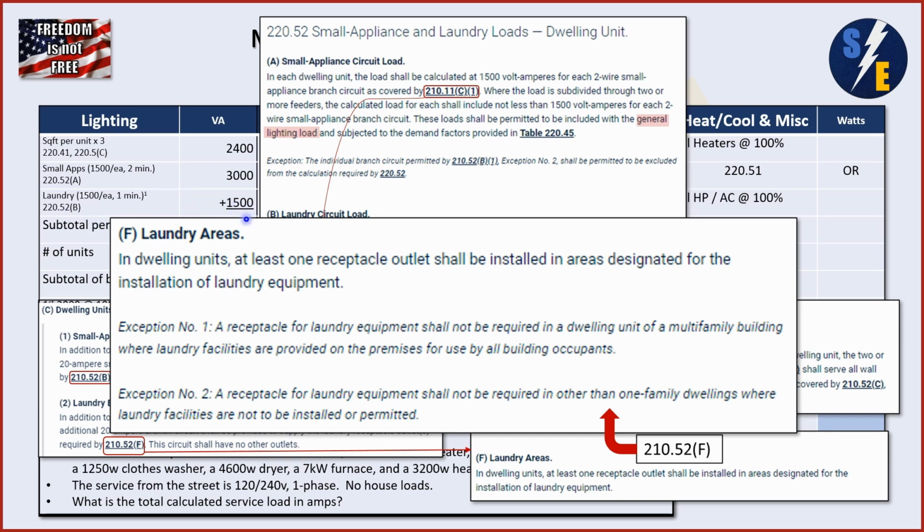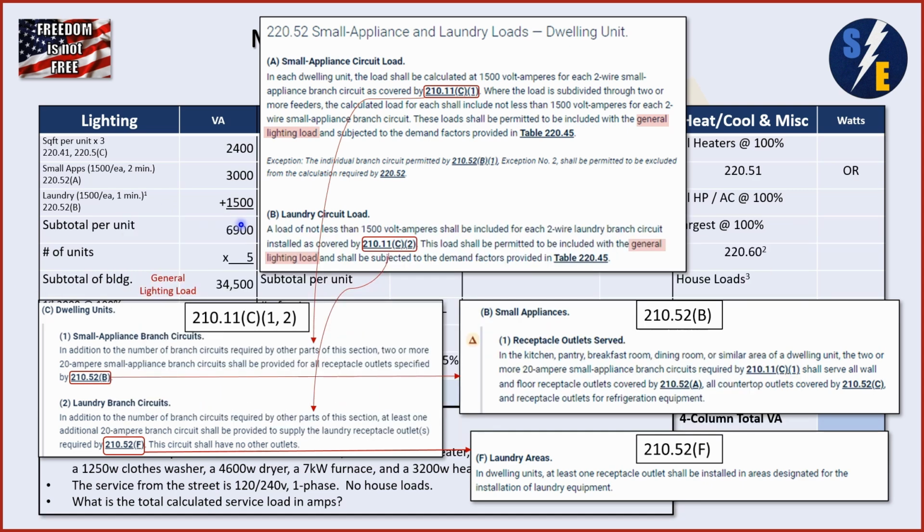Now let's look at exception 2. It says a receptacle for laundry equipment shall not be required in other than one family dwellings where laundry facilities are not to be installed or permitted. So here it's talking about a building where there are no laundry provisions whatsoever. And if that's the case, again, you do not have to put a value here. It'd be 0. So that's something very important to keep in mind as we deal with multifamily dwellings.